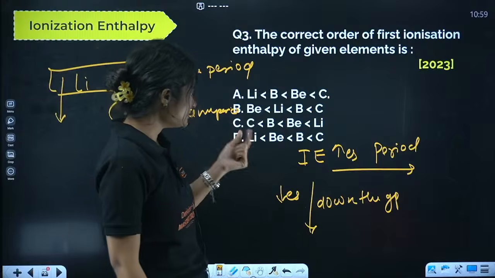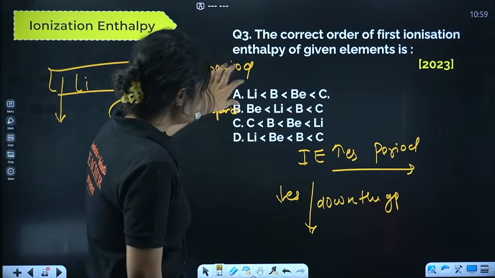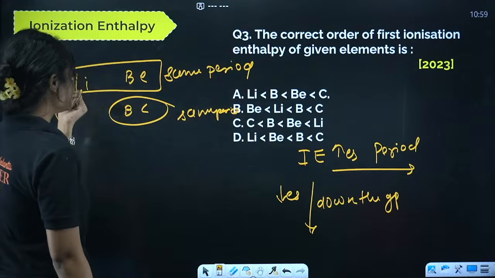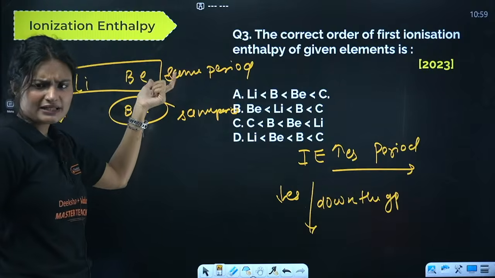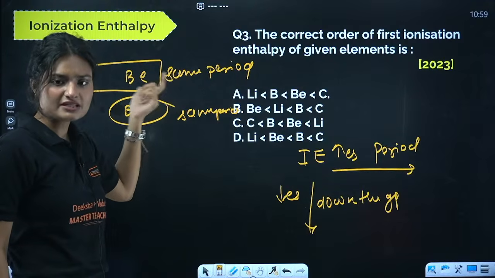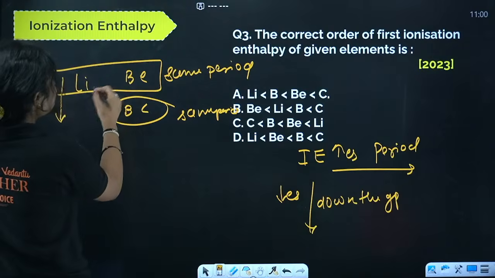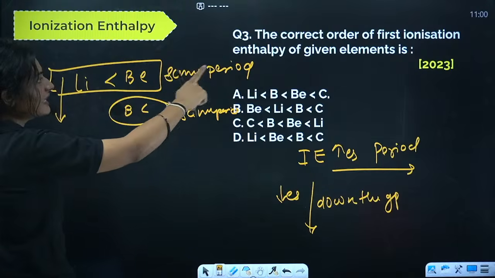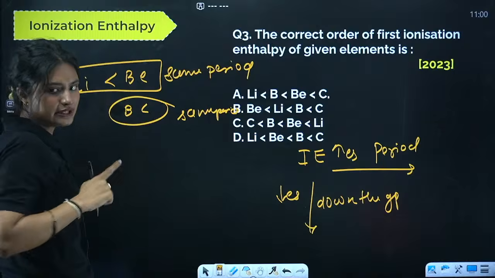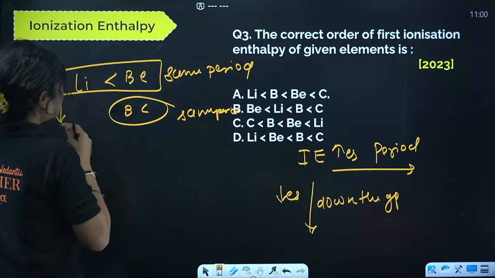Now see, let's find the correct order. Between lithium and beryllium, beryllium has a stable noble gas configuration. Between lithium and beryllium, which has higher ionization energy? Beryllium, right?